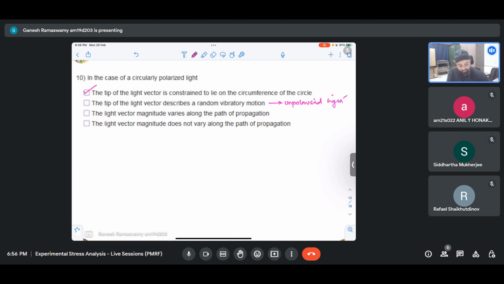Has a magnitude that varies along the path of propagation. If the magnitude were to vary, then the tip of the light vector, from a preferred datum, would vary in length, in which case it cannot trace a circle. So this is not true. If C is not true, then D happens to be true: it does not vary along the path of propagation. So this is very much true.